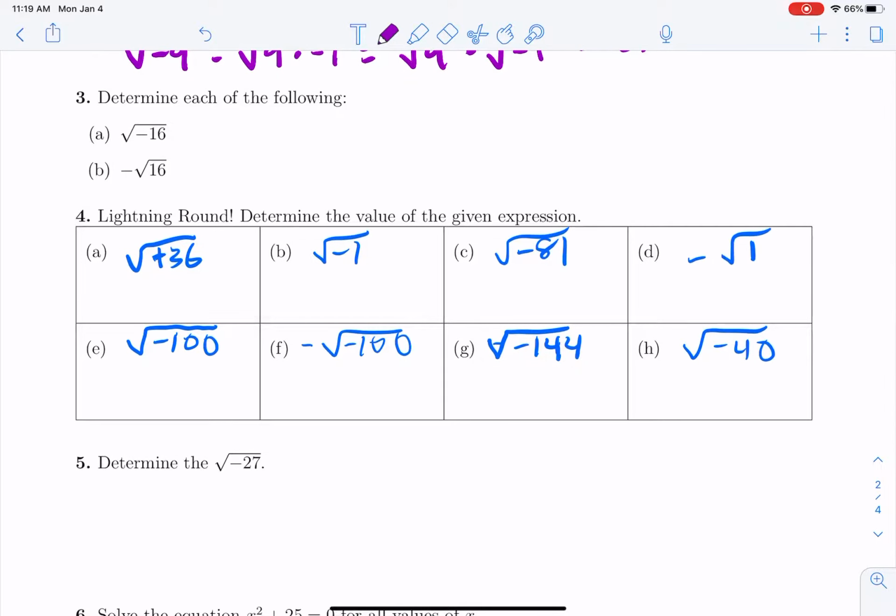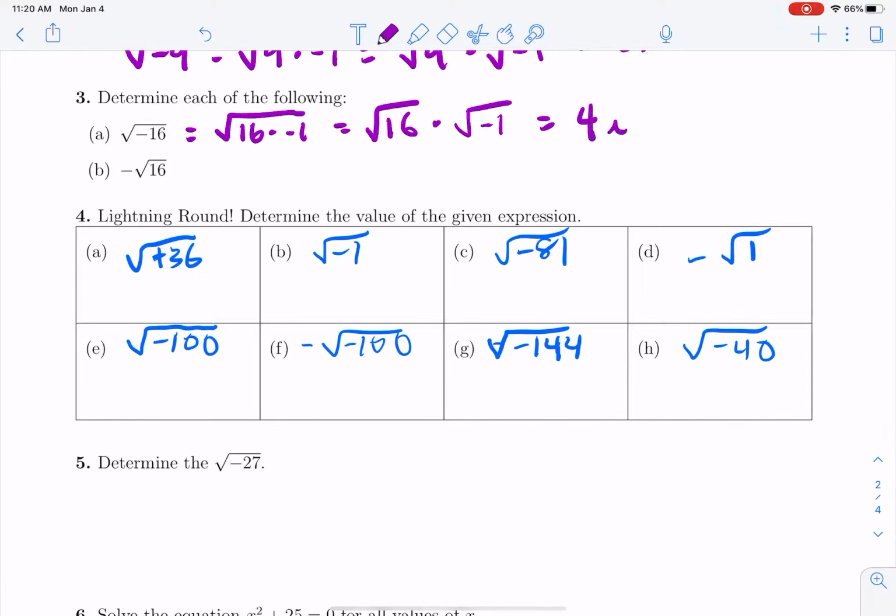Okay, determine each of the following. Square root of -16. Okay, so that equals, if I separate it out, 16 times -1. Separate it again, I've got the square root of 16 times the square root of -1. Square root of 16 is 4. Square root of -1 is i.